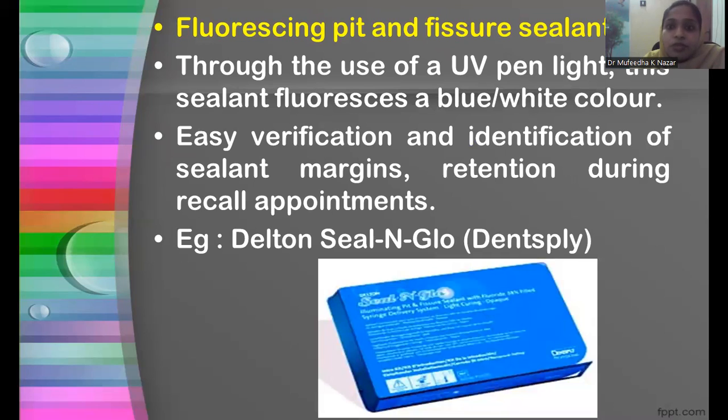Next comes fluorescing pit and fissure sealants. Through use of a UV pen light, this sealant fluoresces a blue or white color. It helps in easy verification and identification of sealant margins and retention during recall appointments. Examples of fluorescing pit and fissure sealant include Dept Seal and Glow.